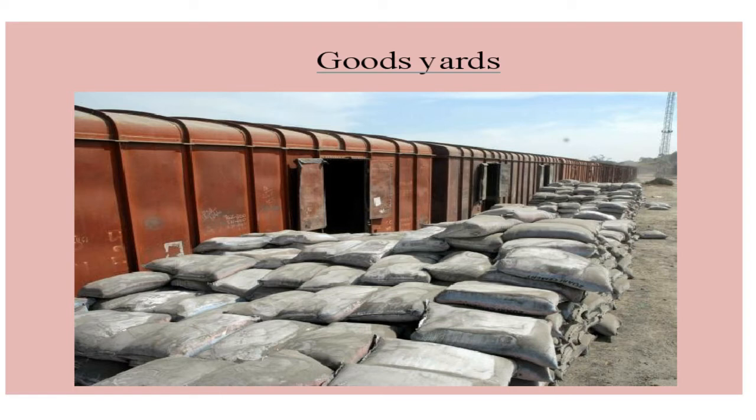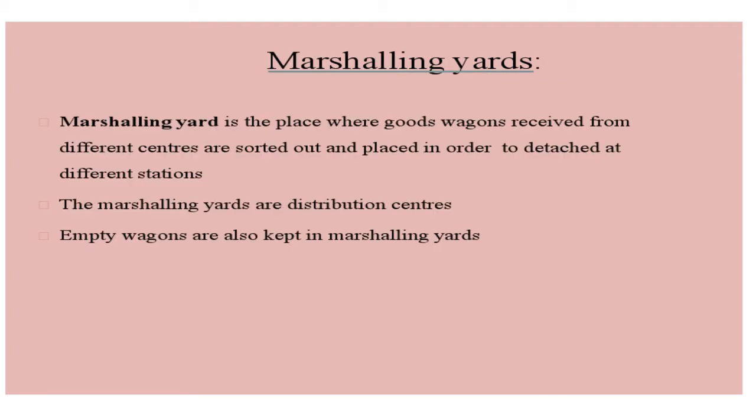So this is how the goods yard will be. You can see here the goods train, and many goods are kept over there on the platform. So the complete network of the railway tracks, the goods, loading and unloading, all these come under the goods yard. Now coming to marshalling yard.